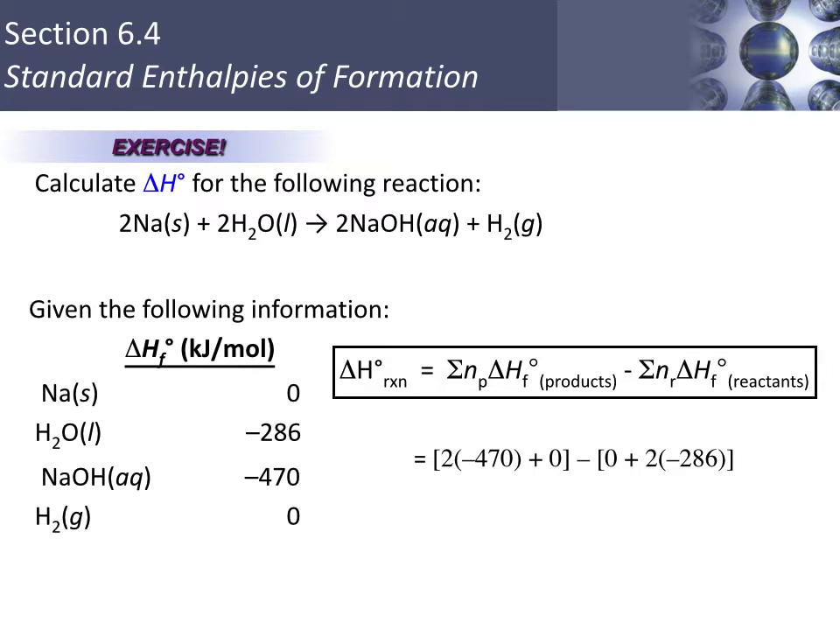The first reactant we have is solid sodium, which is 0, so we have a 0 there. And then we have 2 times negative 286. Remember, if we look at the balanced chemical equation, we can see we have 2 waters. So we have to multiply the heat of formation of water, which is negative 286, by 2. Doing so will give us an overall change in enthalpy for the entire reaction, which is negative 368 kilojoules. And that, friends, ends chapter 6.